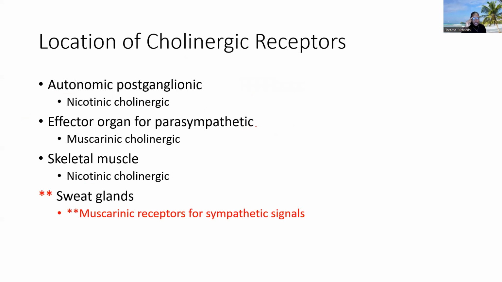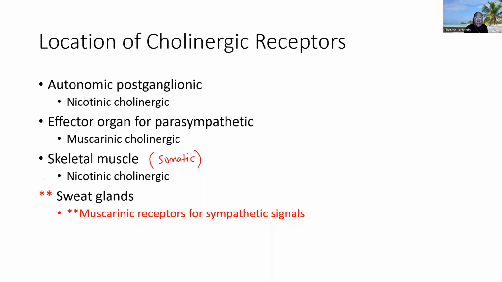Okay, let's look at the location of these cholinergic receptors. So the areas where we find them will differ as well. On the autonomic postganglionic neuron, on the soma of that neuron, we're going to find nicotinic cholinergic receptors. On the effector organ in the parasympathetic side, we're going to find muscarinic cholinergic receptors. We're also going to find nicotinic receptors on skeletal muscle. So we'll talk about this entirely differently when we talk about the somatic nervous system. We also want to think about these receptors being there, although we're not really looking more specifically at the somatic nervous system at this time.